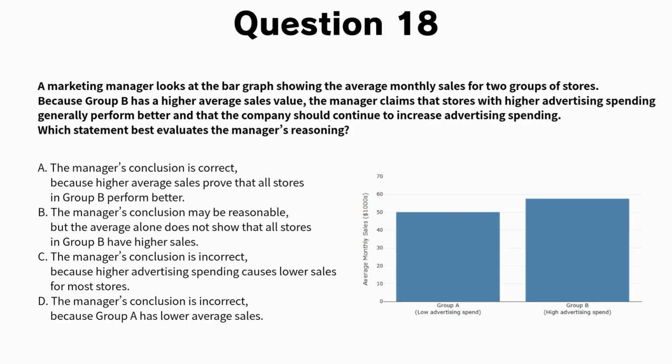A. The manager's conclusion is correct, because higher average sales prove that all stores in Group B perform better. B. The manager's conclusion may be reasonable, but the average alone does not show that all stores in Group B have higher sales. C. The manager's conclusion is incorrect, because higher advertising spending causes lower sales for most stores. D. The manager's conclusion is incorrect, because Group A has lower average sales.